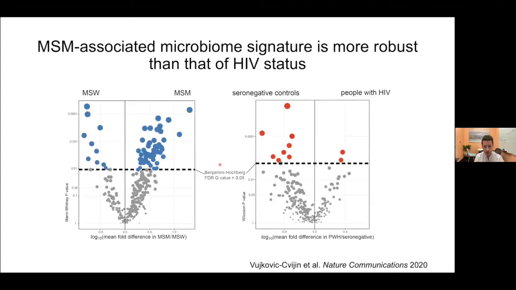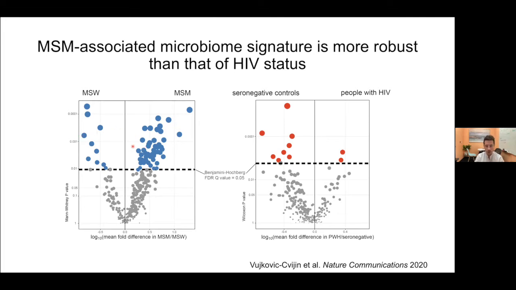But in the course of this work, we came across something that I found very disturbing, which can be seen in these two graphs. In the graph to the right, the colored dots above this dotted line are the taxa that have significantly differential abundance as a function of HIV status, so bugs that are either highly enriched or depleted in people with HIV compared to seronegative controls. And here, these are the taxa that differentiated individuals by their sexual behavior, so MSM versus men who have sex with women.